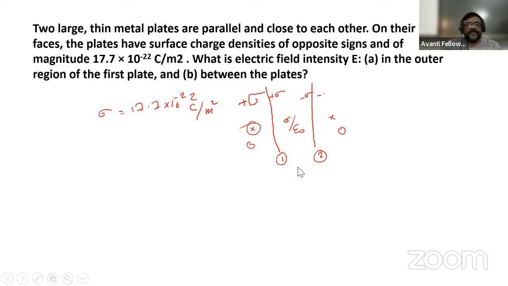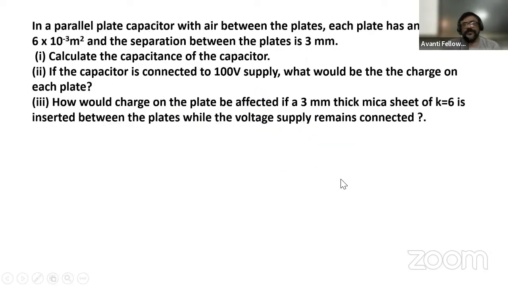What is this situation called? Two plates having equal charge densities, one positively charged and another negatively charged. This is actually a parallel plate capacitor. So the electric field is confined to the region between the two plates. It's a relatively simple question, but you have to identify this situation as a capacitor, and the electric field will be 0 outside and it will be sigma by epsilon 0 inside. Okay, I'm not going to solve it.